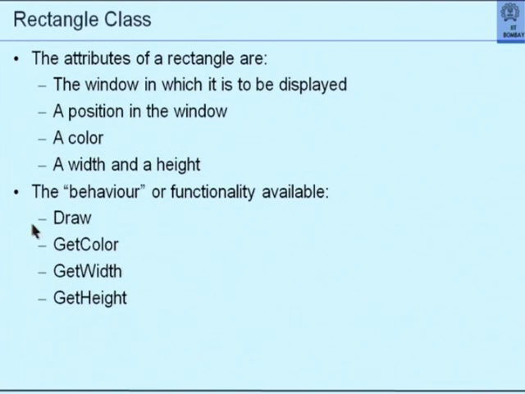There are several member functions. Draw is the major function. Once you define the attributes of a rectangle object, remember rectangle is a class, so you have to define a rectangle object. Once you define a rectangle object with these parameters, it can be drawn. It can be drawn where? In the window which you have specified for that object.